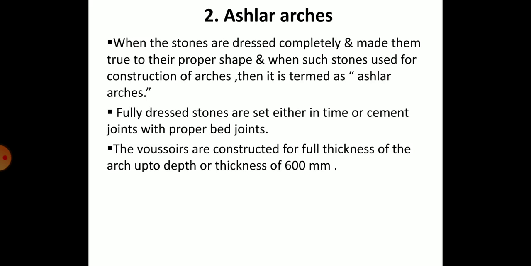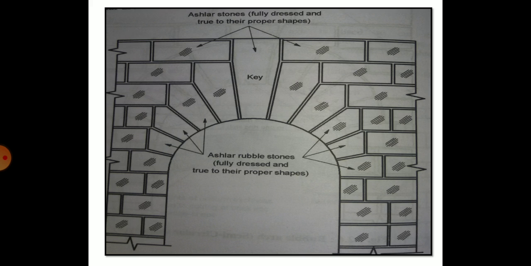Here the fully dressed stones are set either in lime or cement joints with proper bed joints. The voussoirs are constructed for the full thickness of the arch up to a depth or thickness of 600 mm, and then these voussoirs are set in fine cement mortar. You can see here, this is the image of the ashlar stone, that is fully dressed and true to their proper shape.